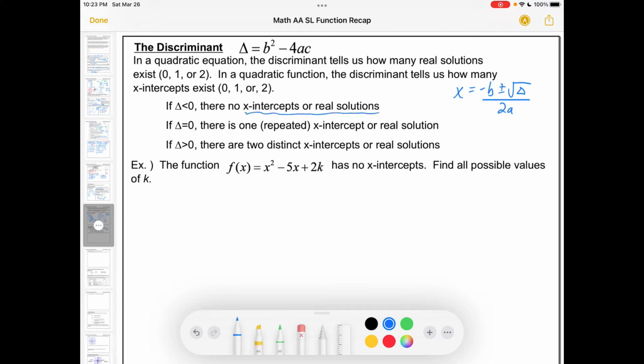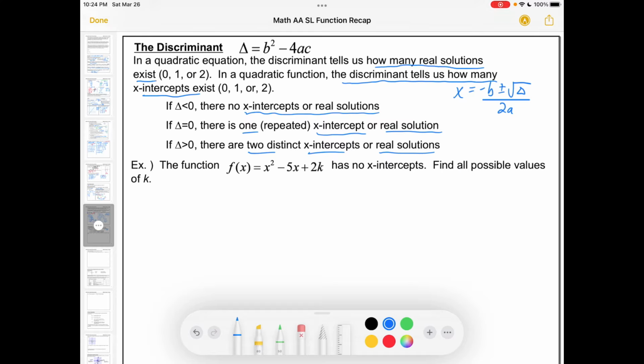If the discriminant's 0, then you can have negative b plus or minus 0. So that's just 1. You can think of it as repeated x-intercept, a real solution. On a graph, that means the vertex is going to be on the x-axis. And if the discriminant is positive, well, then you have negative b plus or minus a number. So you have two distinct or different x-intercepts or real solutions. The discriminant tells us how many x-intercepts or how many real solutions exist.